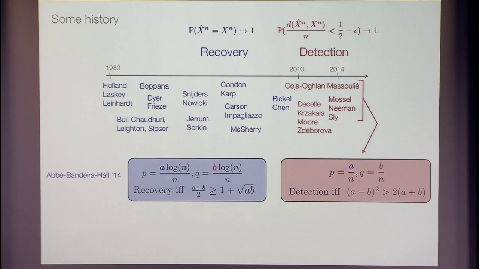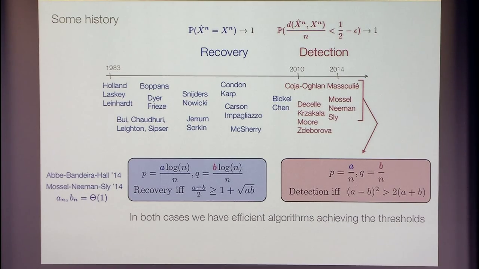Now there's another work by Mossel, Neeman and Sly that obtained the same result pretty much shortly after this, in an independent work, where they have a more general result for A and B that can depend on n, as long as they are big theta of 1. So in both cases, we have algorithms that achieve the threshold. Information theoretically, this is the limit, and you can achieve it all the way down to the limit.